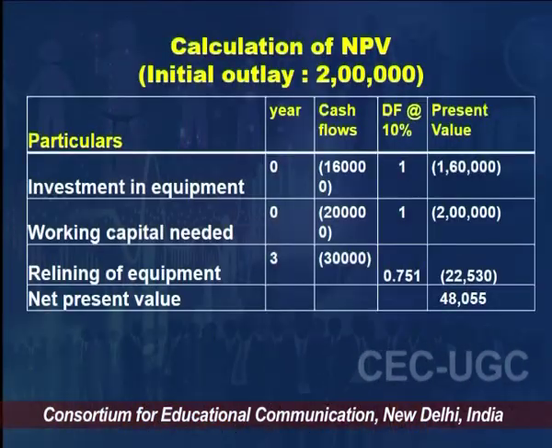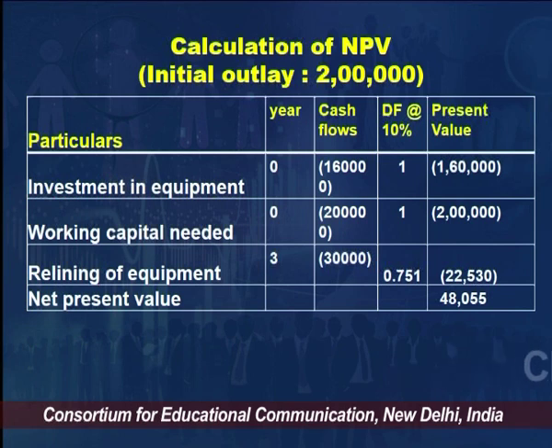So, the investment in equipment is 1,60,000. The present value factor at a 10% rate of discount is 1. It means my present value is 1,60,000. Same is for the working capital requirement, because we are using working capital today to run the project. So, 2 lakhs of working capital, the discount factor remains 1, multiplying 1 with 2 lakhs, you get 2 lakhs as the present value for the working capital as well.